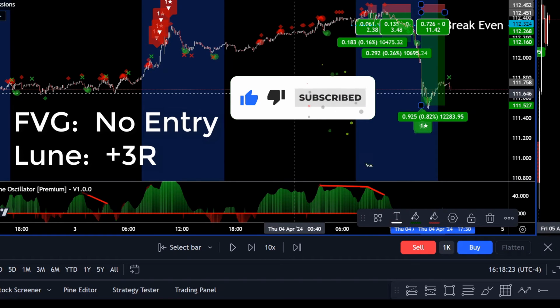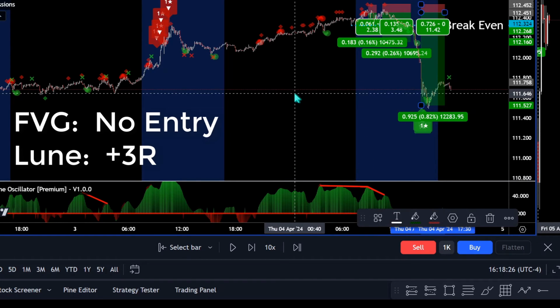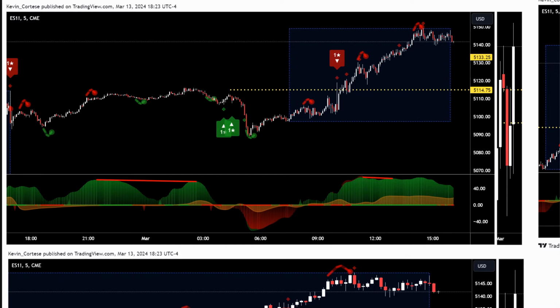If you like the higher R to R trades, I tend to go for the low-hanging fruit. Really, no system is perfect. We're going to look at a few different examples. Sometimes Loon is better, sometimes ICT is better.